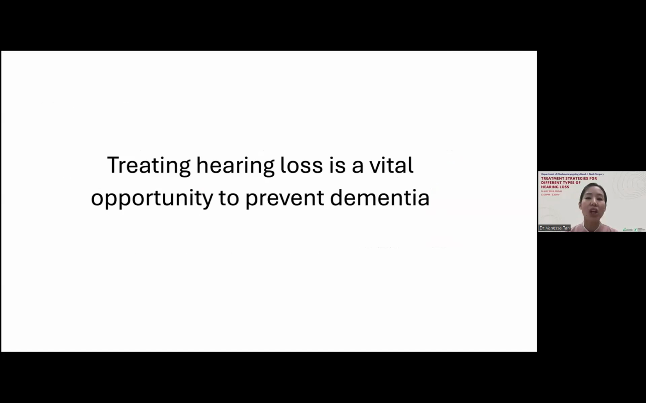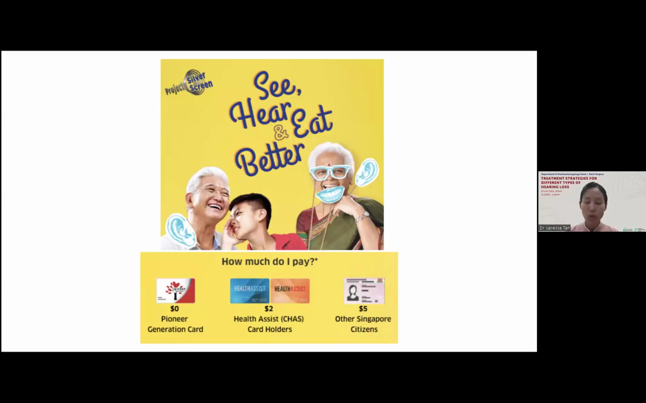So treatment of hearing loss is a vital opportunity to prevent dementia. In Singapore, there are various ways that we can have our hearing checked. For our elderly, more than 60 years old, there's Project Silver Screen, whereby you can check not just your hearing, but also your vision and your oral health. I encourage all of you, if you are in the elderly age group, to look out for Project Silver Screen and have your hearing checked. It is definitely a more efficient way of having your hearing checked than being referred to the ENT department, because we do have quite a long waiting time to see us.